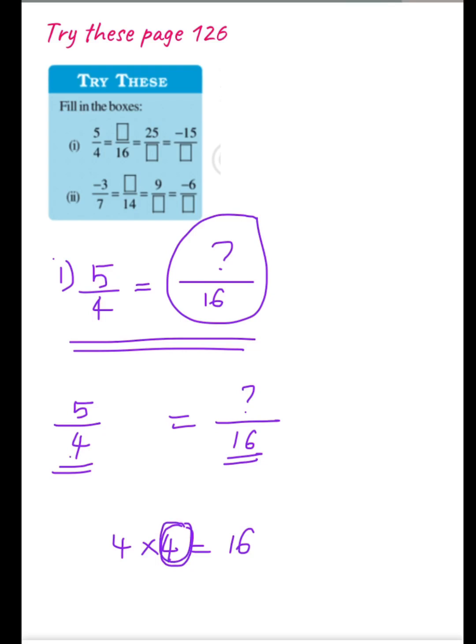Okay. So whenever you are multiplying denominator with 4 means what? You need to multiply the numerator with 4. Okay. So when you multiply denominator with 4, you got 16 here. Now when you multiply numerator with 4, what will you get? You will get 20 here. So 20 will be the first answer. Got it?